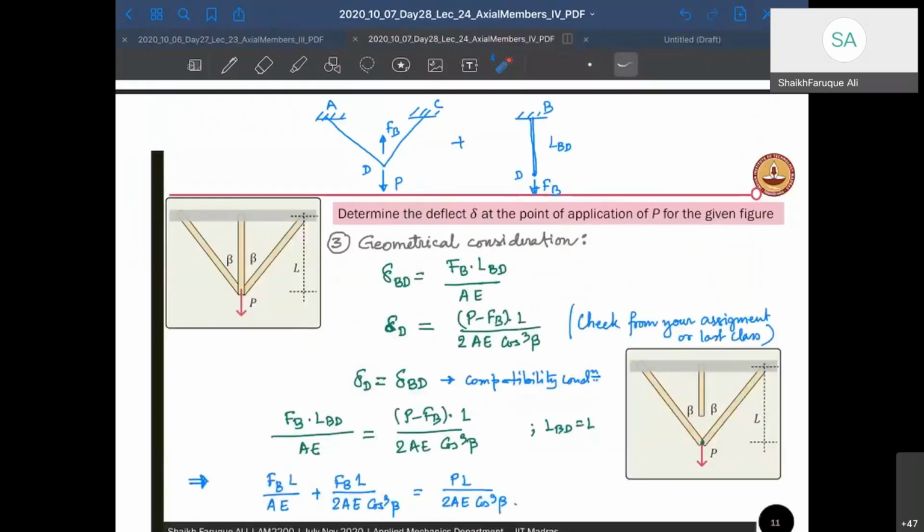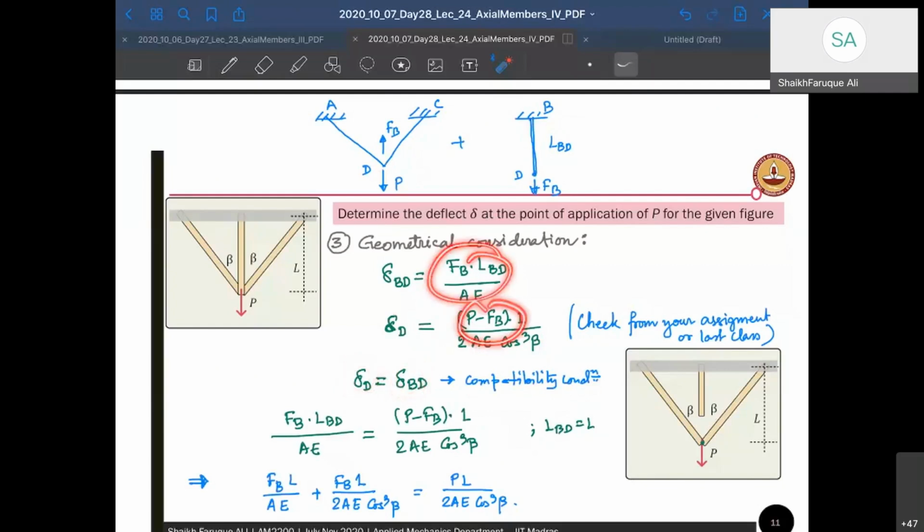Okay. Now for compatibility, what is going to happen? These two points are fixed, both are D point. Therefore this rod cannot have a separate deformation, and this rod cannot have a separate deformation. Both should have the same vertical deformation to make sure this point remains the same. So that's my compatibility condition, and that gives delta D should be equal to delta BD. Therefore, you can equate these two.